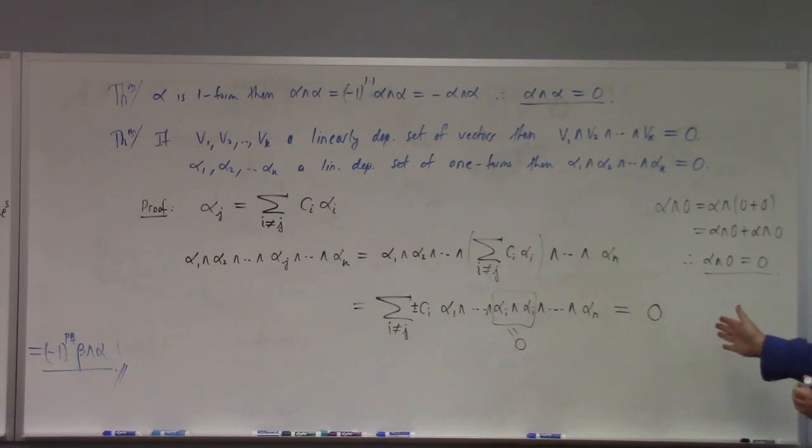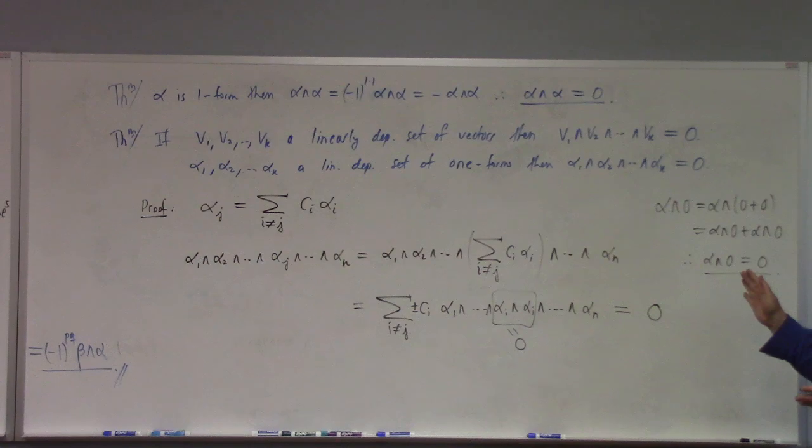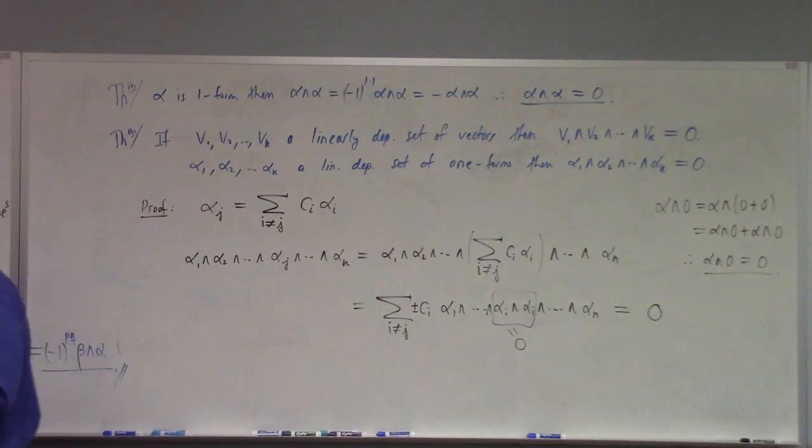So this is kind of neat. This means that the wedge product is a way of detecting linear dependence. If the wedge product of k 1-forms is 0, that means there's a linear dependence amongst the 1-forms. In fact, if the wedge product of k 1-forms is not equal to 0, it means that they're linearly independent. That is also true.